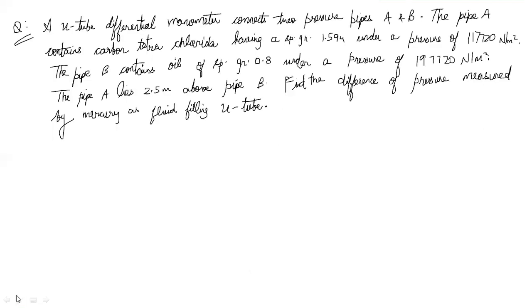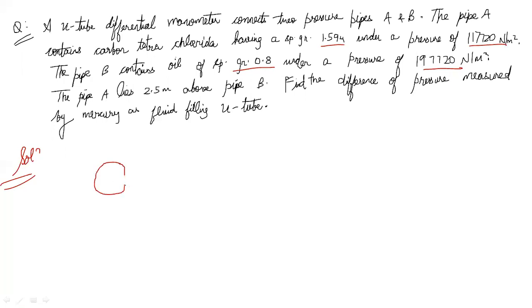Now, in some cases, you might not be given an answer or a figure. So let us try to understand how you solve this. It is given that a U-tube differential manometer connects two pipes A and B. Pipe A contains a fluid of a given specific gravity and pressure. Pipe B contains oil under a given pressure, and pipe A lies 2.5 meter above pipe B. So I'll make a simple figure here.